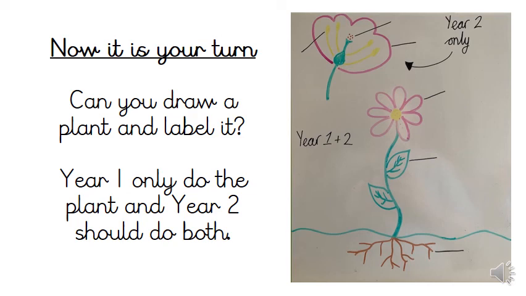And remember, after you've drawn your lovely flowers and labelled them, you have to do the writing, because that's the whole point of the lesson. After you've labelled them, make sure you get an adult in your house to take a photograph of it and put it onto Google Classroom so I can see it and then I can mark it.